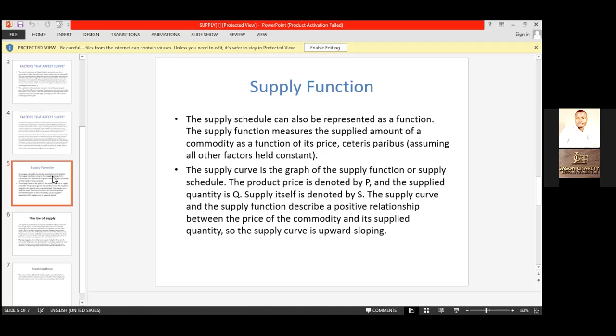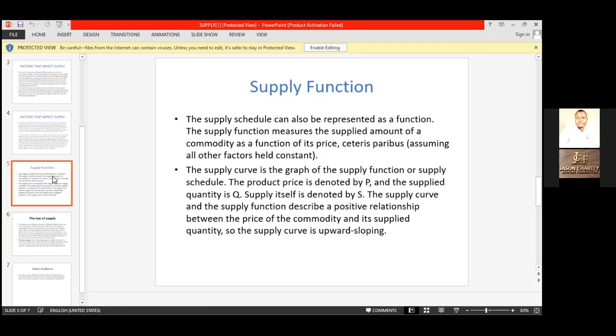The supply curve is the graph of the supply function or supply schedule. When you plot the supply function, that means the relationship between the price and the quantity, on a graph, you call it the supply curve.